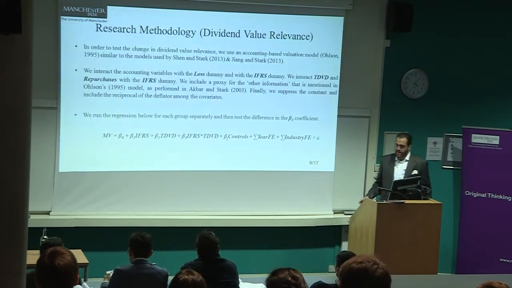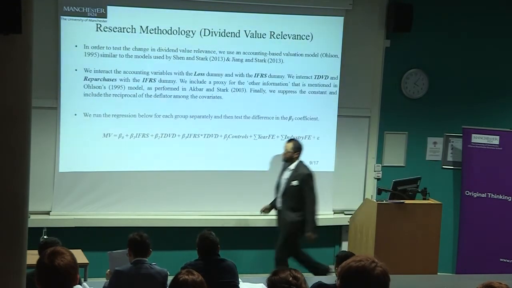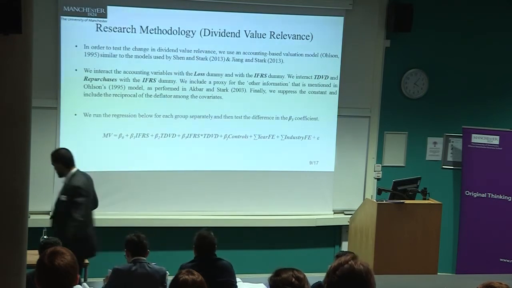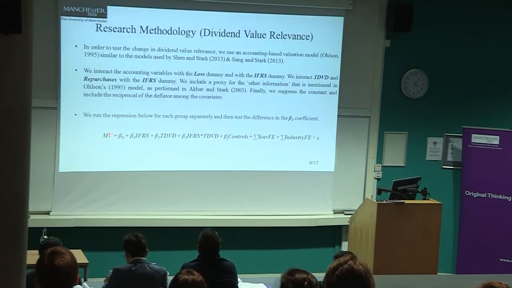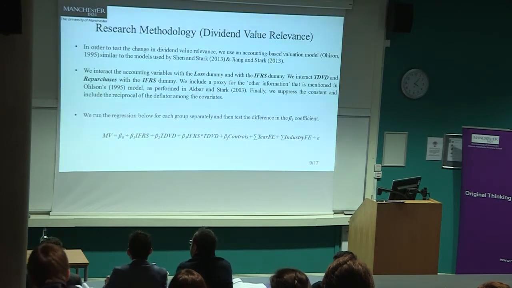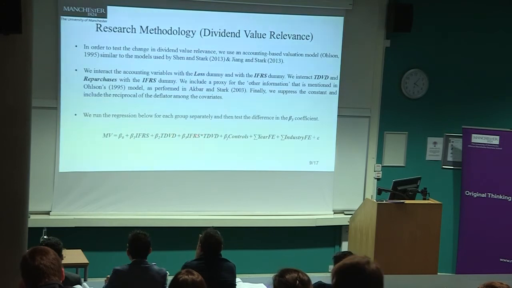As for the value relevance of dividends, we change the dependent variable into the market value. This is an accounting-based valuation model following Olson and as applied in Chen and Stark 2013. Basically, the model regresses the market value of the firm on the net income and book value of equity. What we are testing is how the value relevance of dividends changes after IFRS.